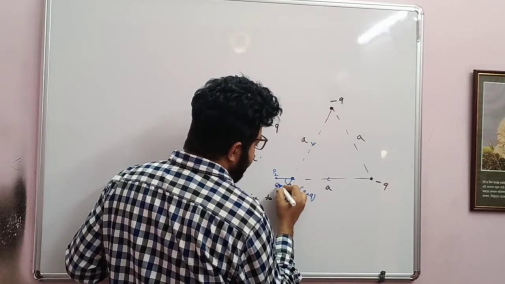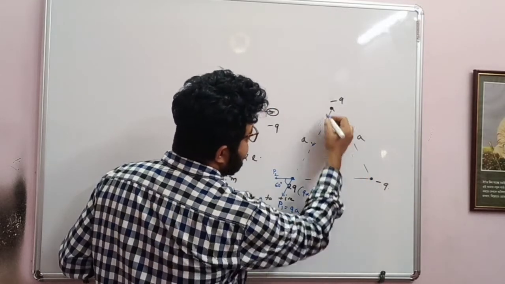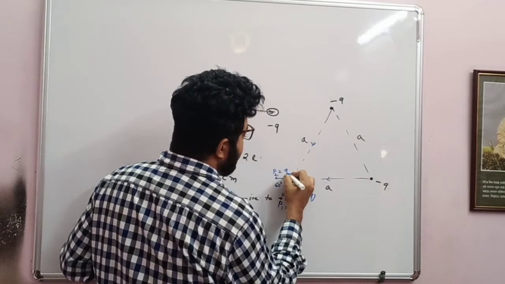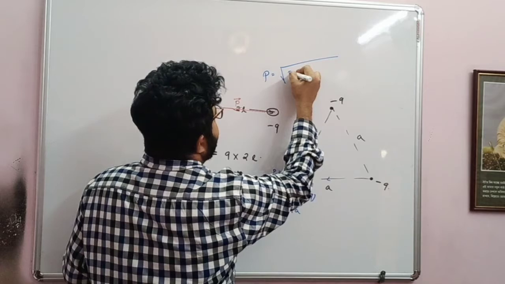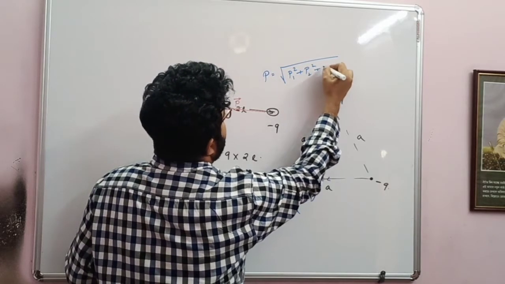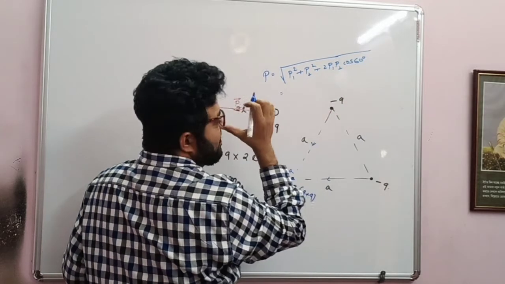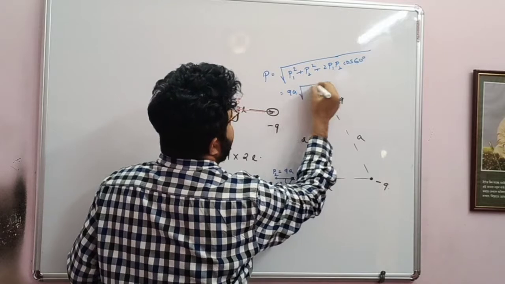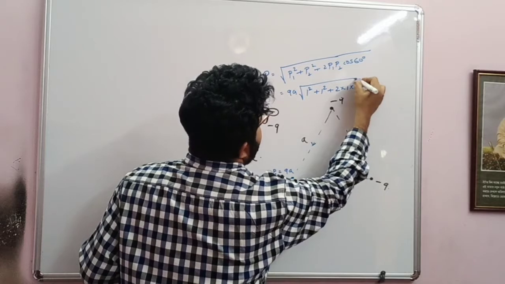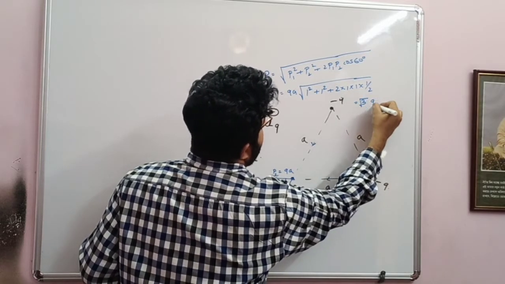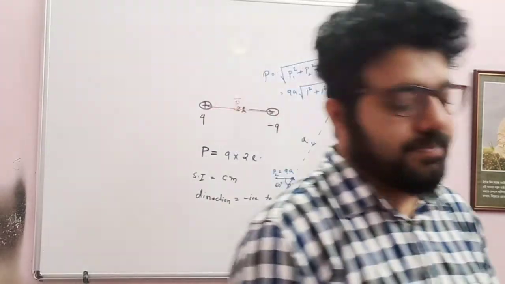So what is the angle? The angle is 60 degrees. What about P1? It is Q into a, the separation between the two poles. What about P2? Q into a, the separation between the two poles. So what about the net dipole moment? P1 square plus P2 square plus 2 P1 P2 cos 60 degrees. So what can we write? The Qa we can take common: 1 square plus 1 square plus 2 into 1 into 1 into half, that is root 3 Qa. This is the answer, the net dipole moment of the system.